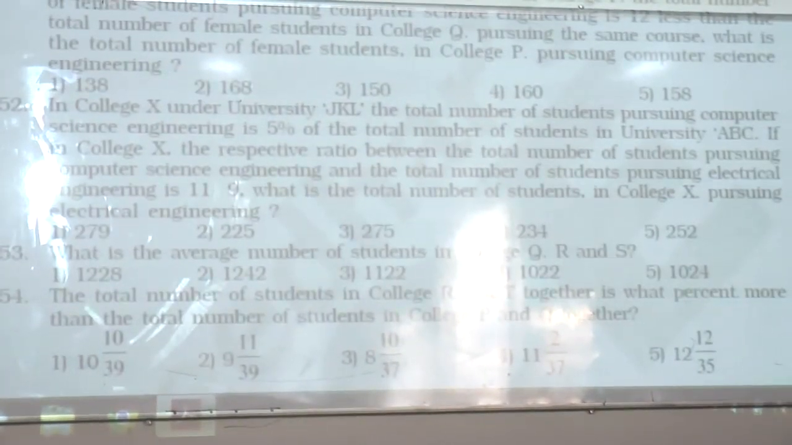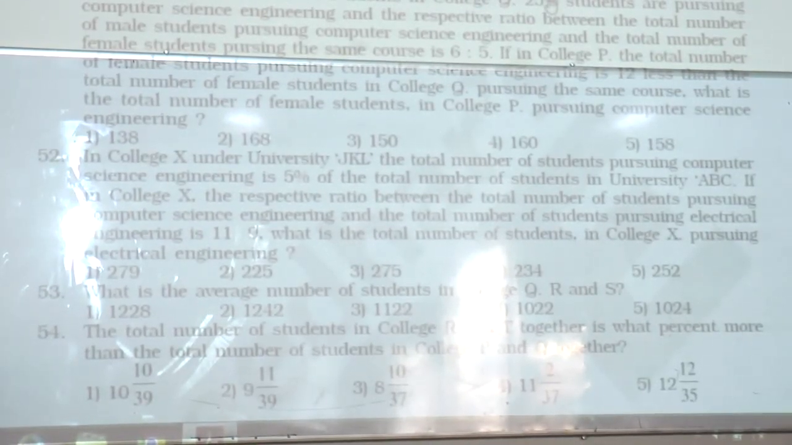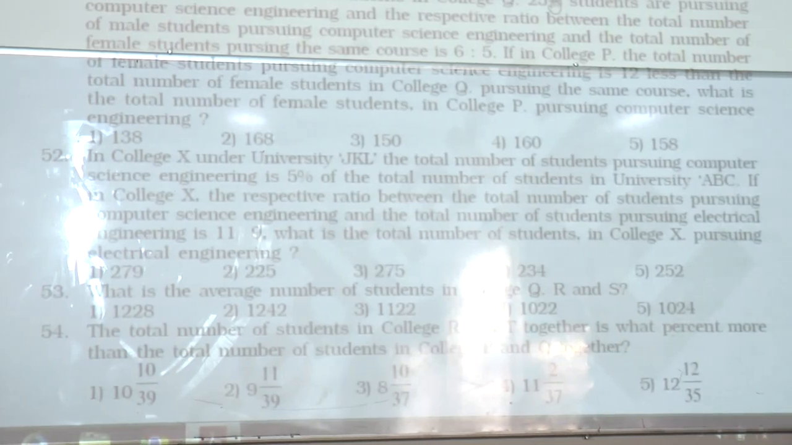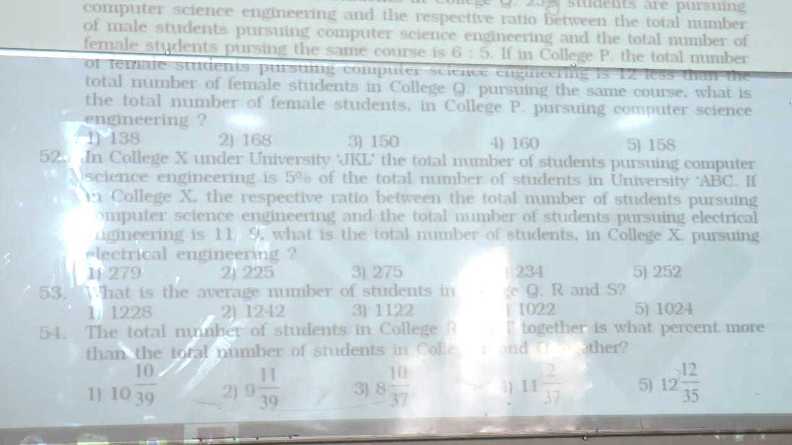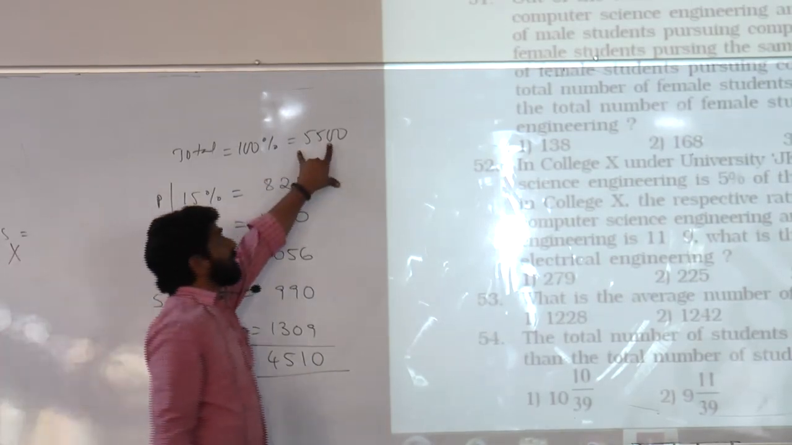College X is not listed here under university JKL, this is some other university. Our university is ABC, I think. The number of students pursuing computer science engineering is 5% of the total number of students in university ABC. College X, computer science. So college X computer science is 5% of this number.